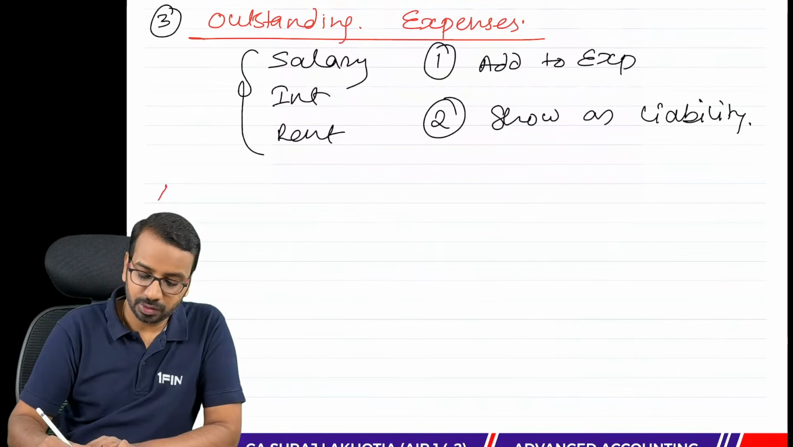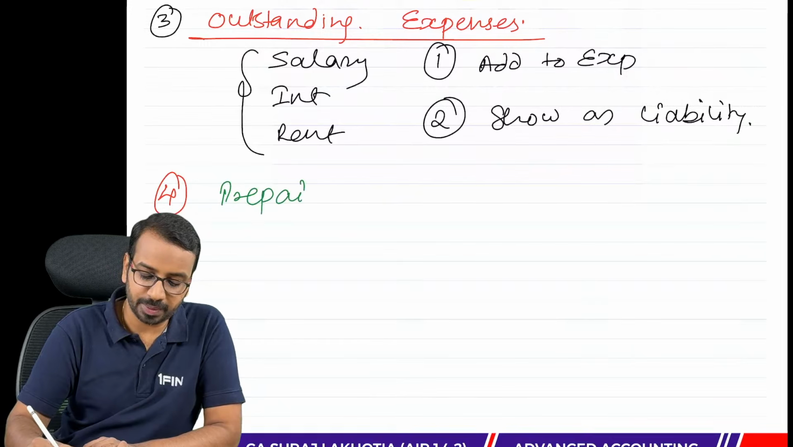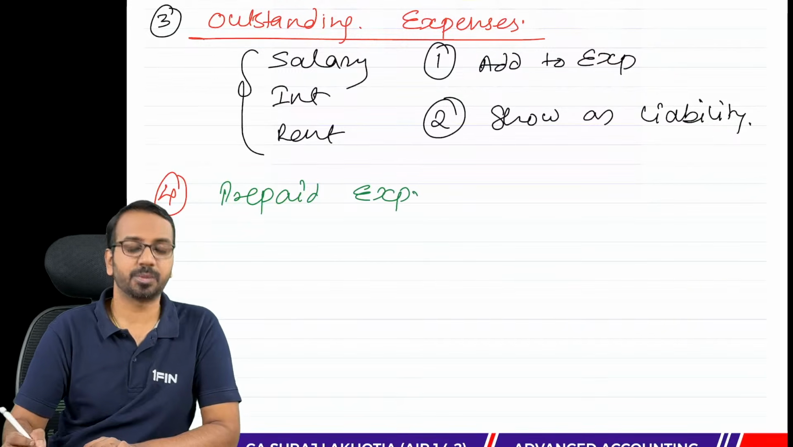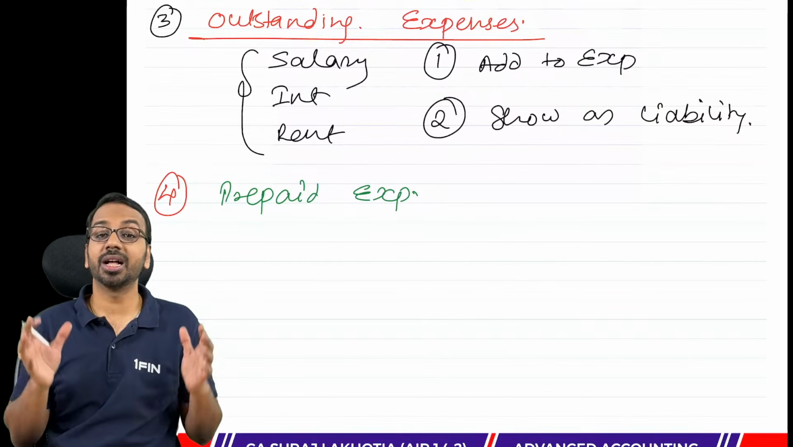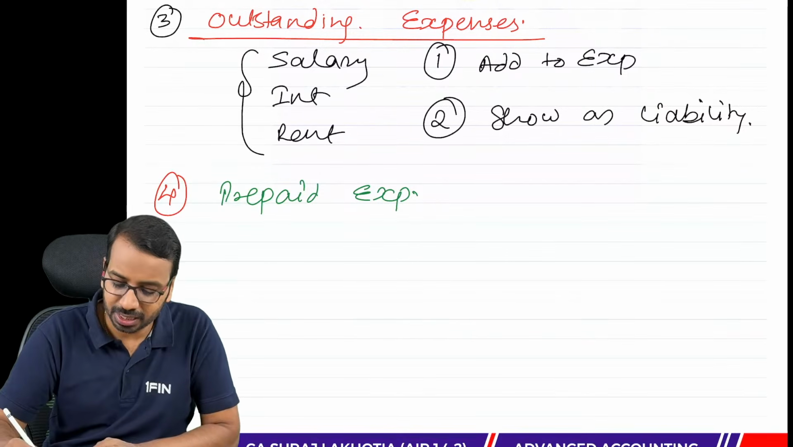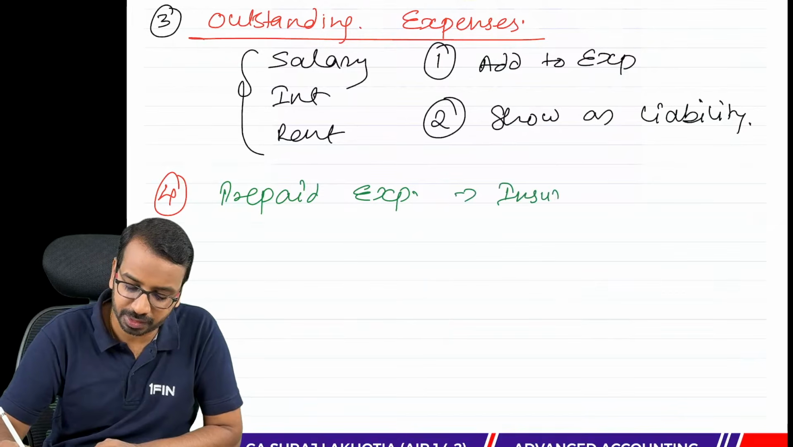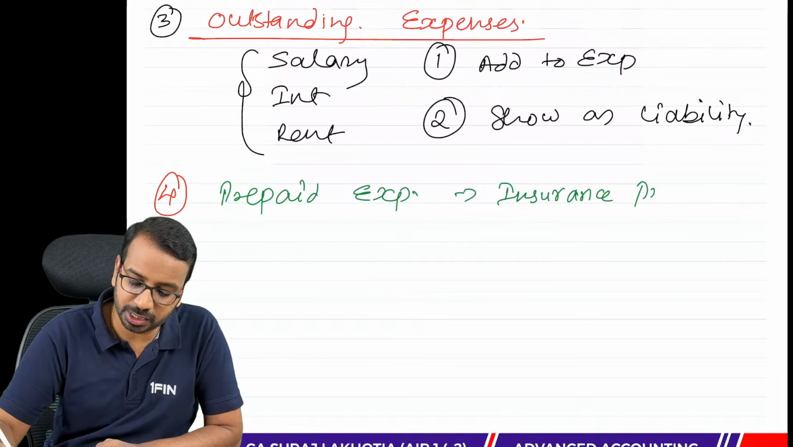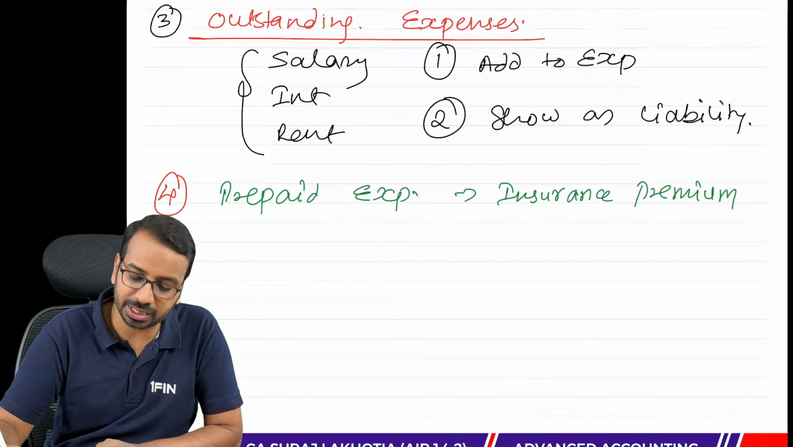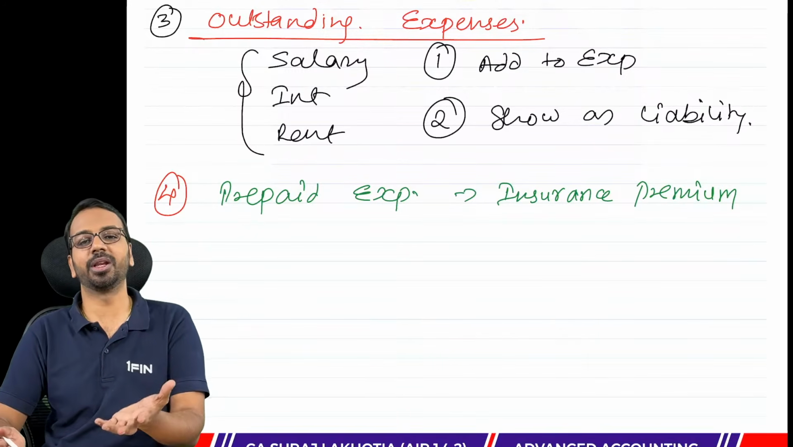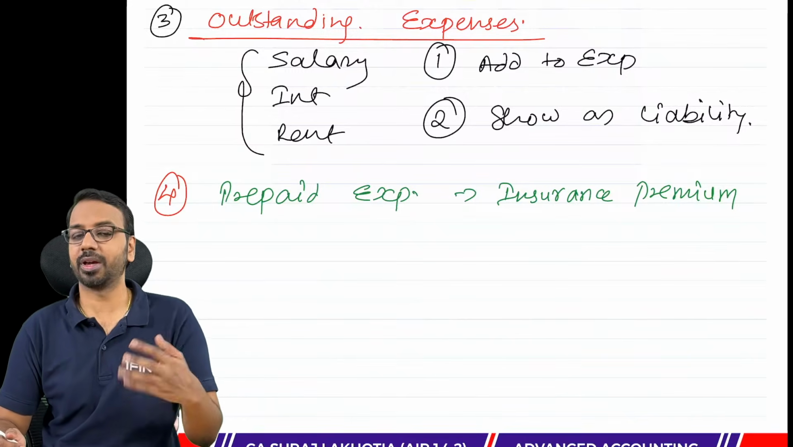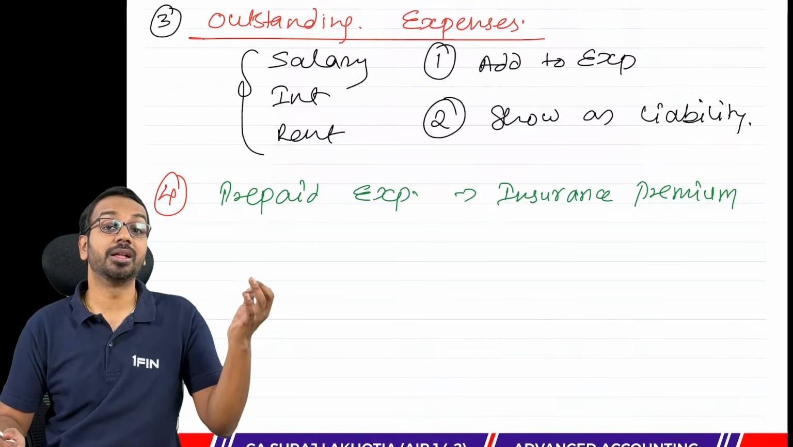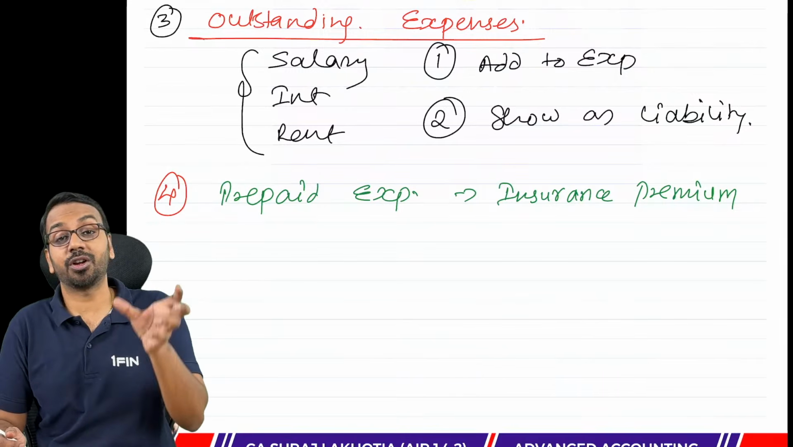Then we may have prepaid expenses. Sir, what is prepaid expenses? Prepaid expenses means expenses paid in advance. That is not an expenditure for the current period. Say for example, insurance premium. Now insurance premium is normally charged for 1 year. If you have a two-wheeler, go and check the insurance copy. Sometimes 1 year, 2 years also. We have 3 years insurance policy also. So insurance is generally charged for a full year.